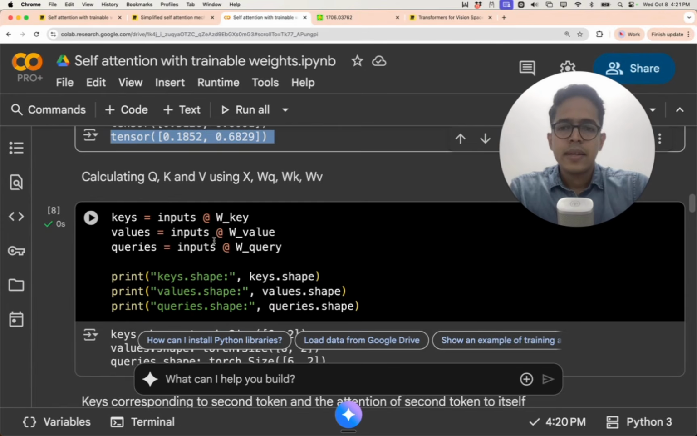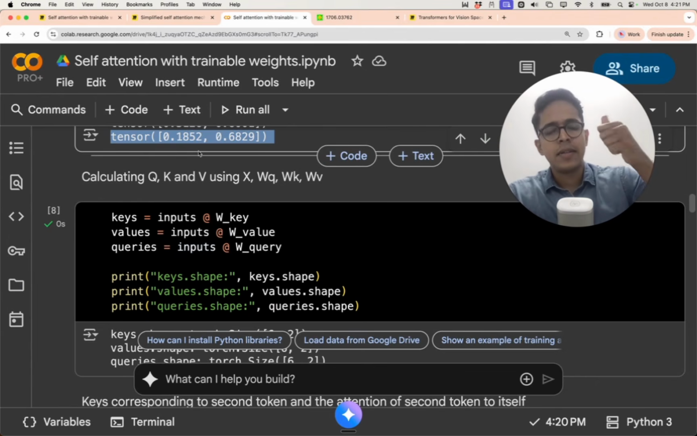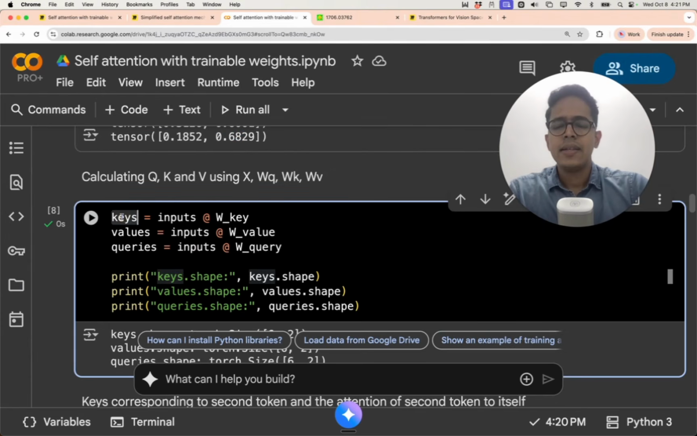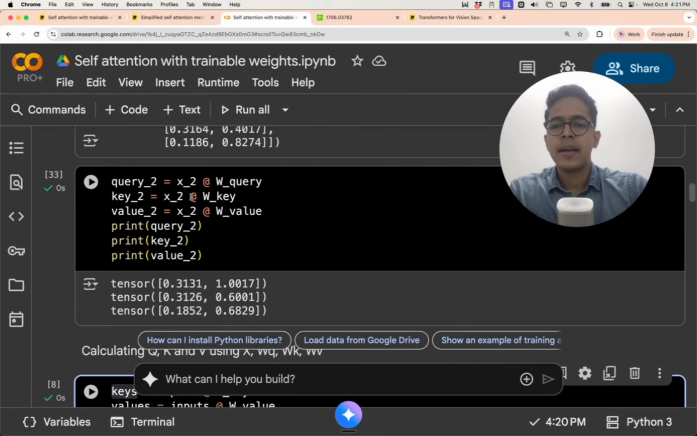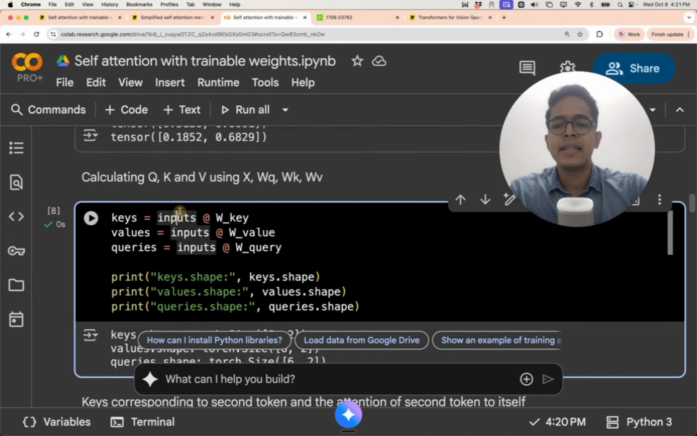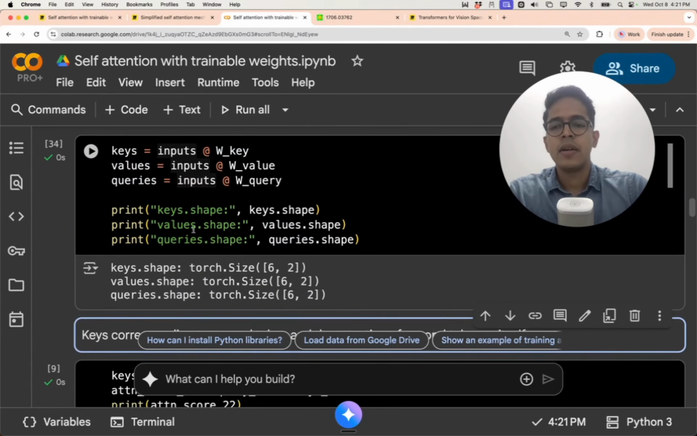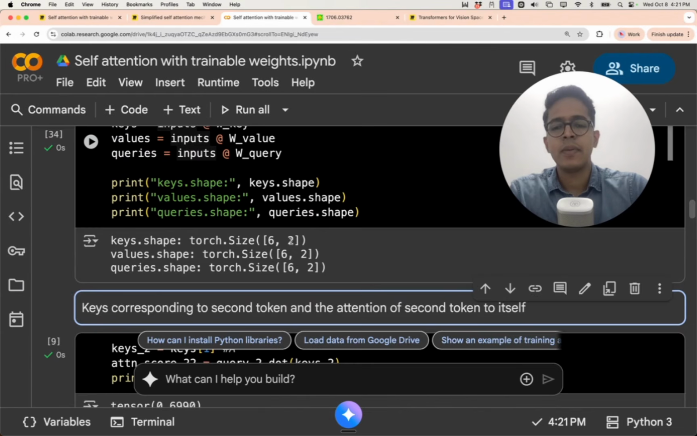Now let's calculate the entire QKV matrix, not just one vector. Like that, we should have 6 vectors because we have 6 input words in the input sequence. So instead of picking just one row from the input, take the entire input matrix. The entire input matrix was 6 by 3 dimensions. W key was of 3 by 2 dimensions. So key will be of 6 by 2 dimension, value will be 6 by 2, query will be 6 by 2. So here when we print the shape, you can see that the shape is 6 by 2.